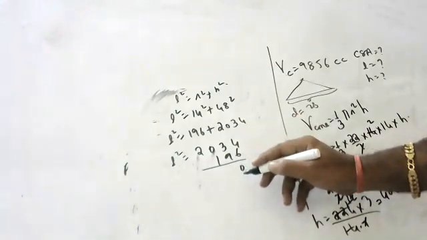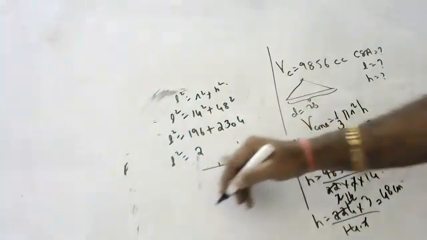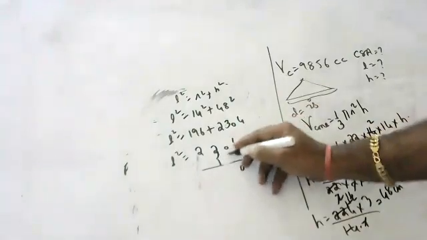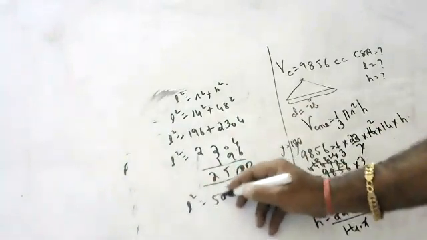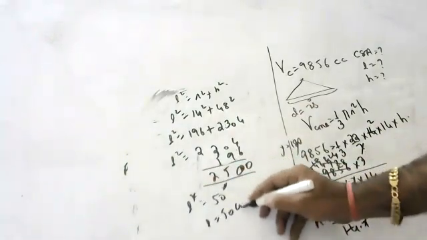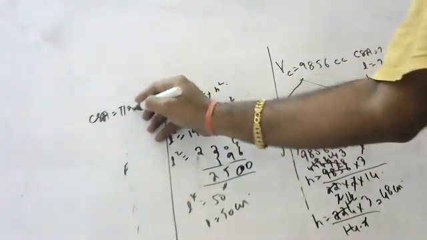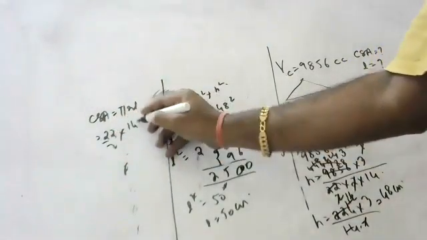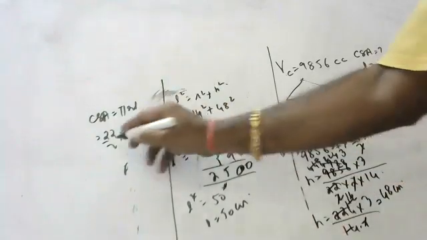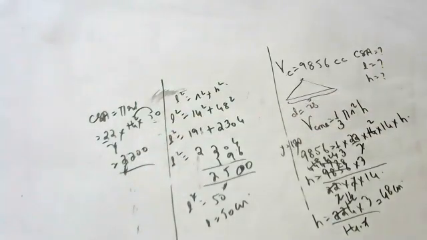Not 2034, 2304. Okay. 2304 plus 196 is 2500. So L square is 2500, so L is equal to 50. L equals 50. Now what is CSA? Pi R L. 22 by 7 into 14 into slant height 50. So 2200 centimeter square.